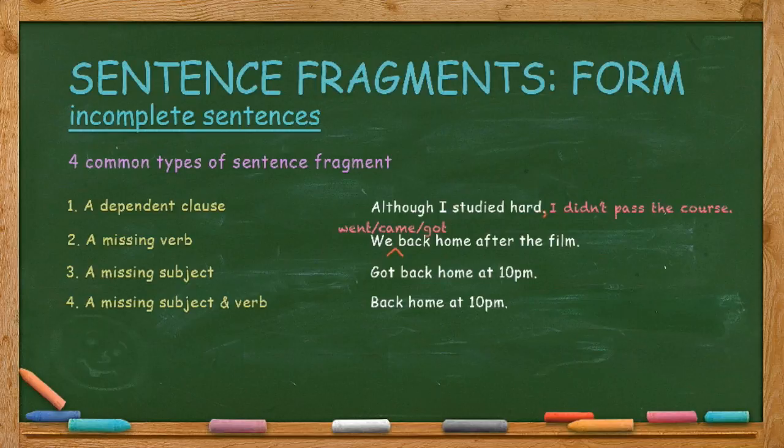Example 3 has a missing subject. Got back home at 10 p.m. So we need to add a subject. For example, we got back home at 10 p.m. Example 4 is missing a subject and a verb. Back home at 10 p.m. So you could correct it by adding the subject and verb. They went. They went back home at 10 p.m.